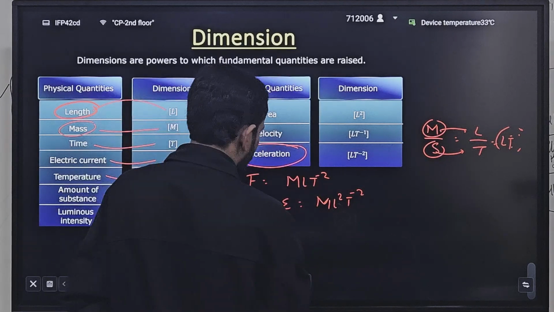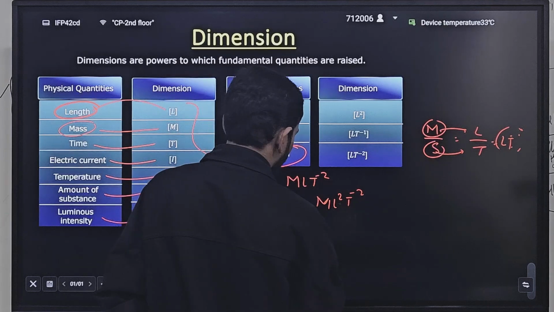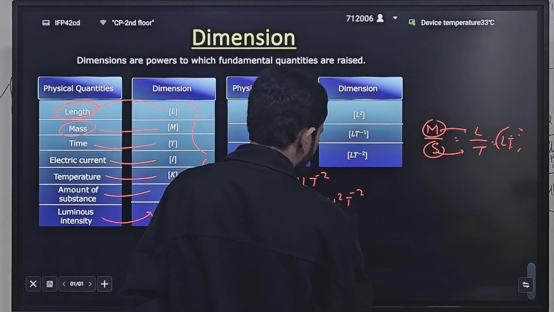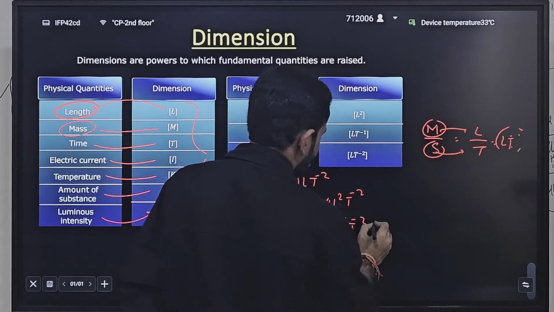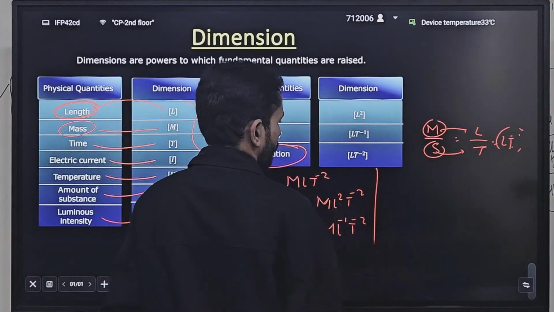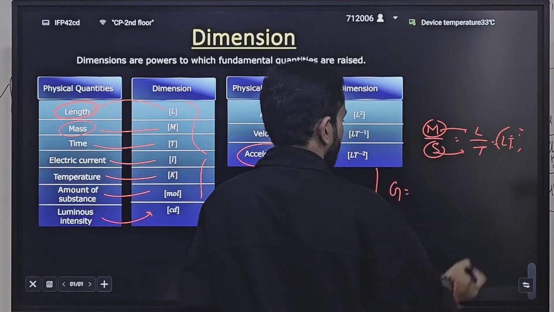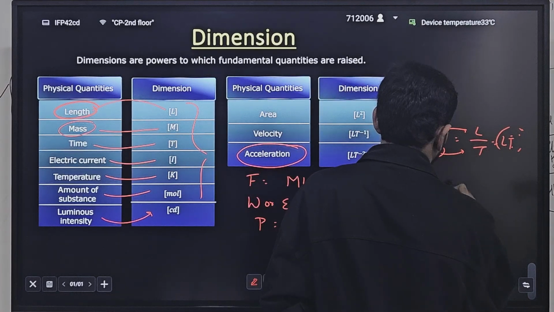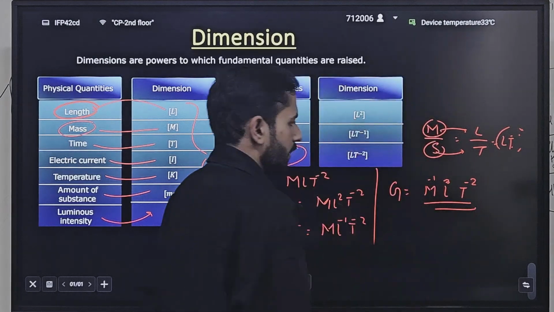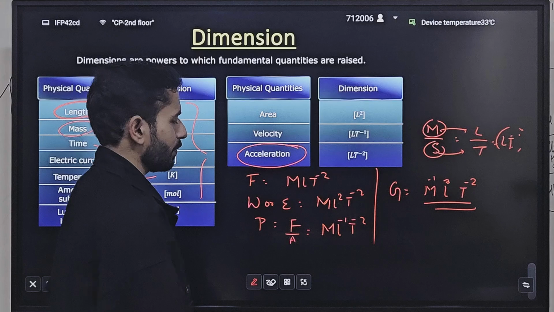You should know the dimension of pressure. Pressure can be written as force per unit area. It can also be written as M L minus 1 T minus 2. These dimensions you should know. Then also you can write the dimension for G, gravitational constant. G can be written as M minus 1 L3 T minus 2. This is the dimension for gravitational constant that you have to remember.